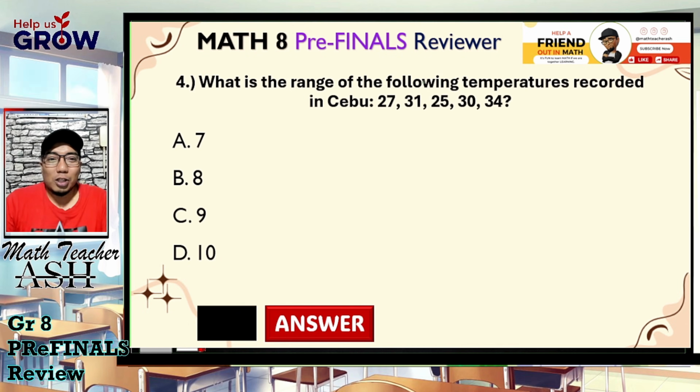What is the range of the following temperatures recorded in Cebu? The given data are 27, 31, 25, 30, and 34. Is it A, 7, B, 8, C, 9, or D, 10? I'll give you 5 seconds to think about your answer.